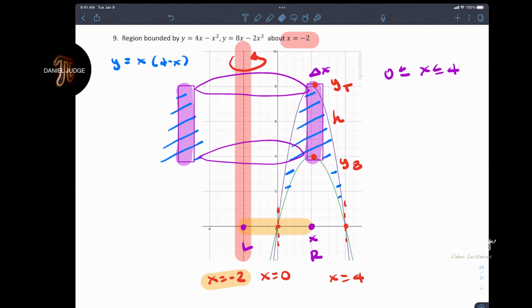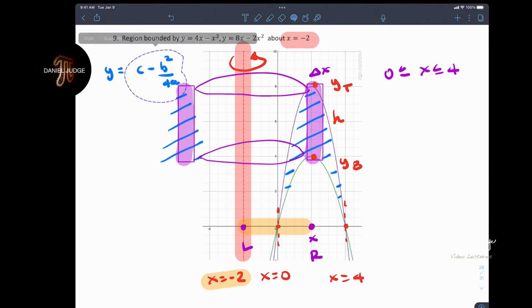So here's what we probably want to do. Let's remember, for the vertex, there's a nice x value and a y value, right? How do we get the y value for a vertex? If you guys recall, what you can do is c minus b squared over 4a. That's going to be the y coordinate value of the vertex. That's when you let x equal -b over 2a.